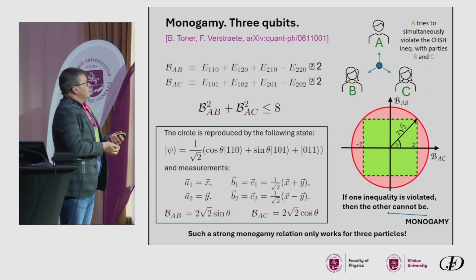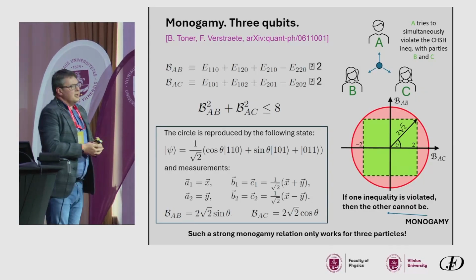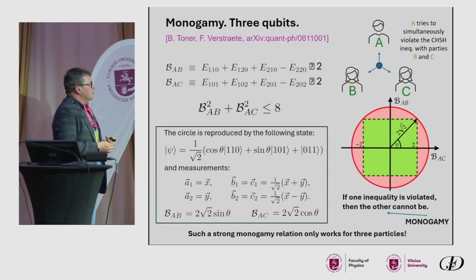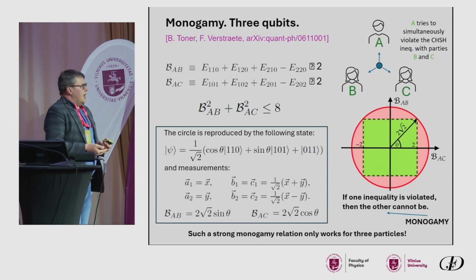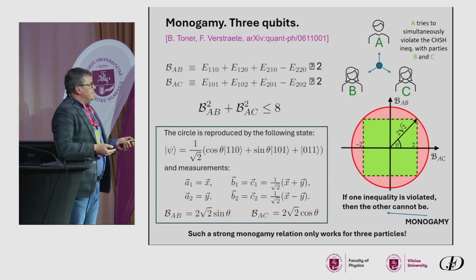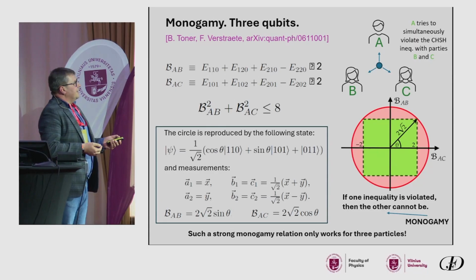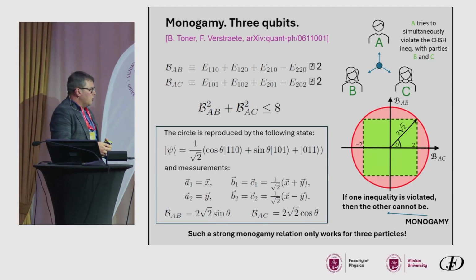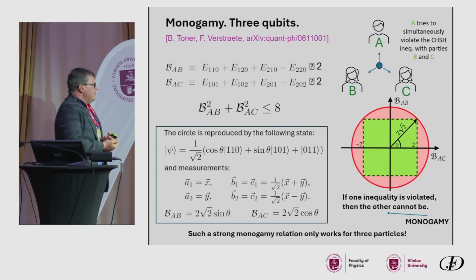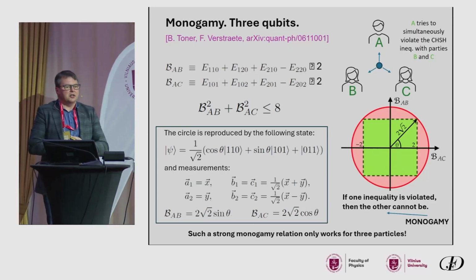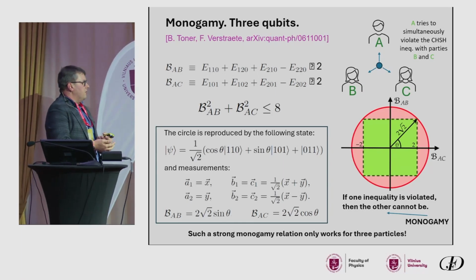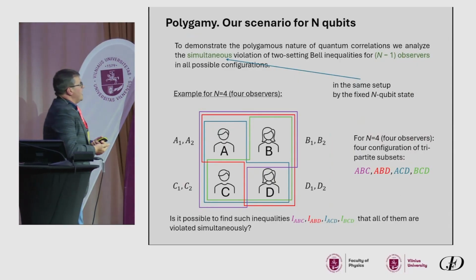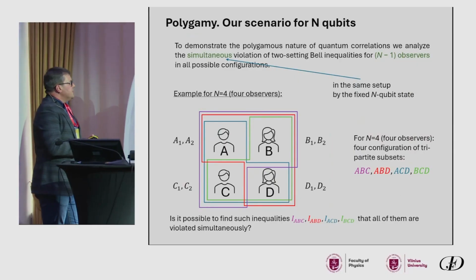And of course, each inequality can be maximally violated with the maximal quantum value of square root of 2 separately. However, if one inequality is violated, then the other cannot be. This is what we call monogamy. And we claim that such a strong monogamy relation works only for 3 particles. How do we generalize this scheme for n qubits?